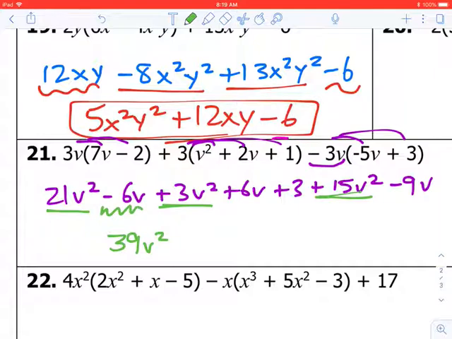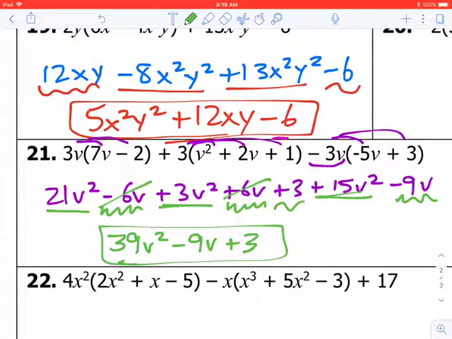So negative 6V plus 6V minus 9V. So negative 6V cancels with 6V, and all I have left is negative 9V. And then we look at the constants. Well, there's only one of them, and it's plus 3. So it looked like a lot to do, but as long as you're going one like term at a time, it should be okay. Okay?